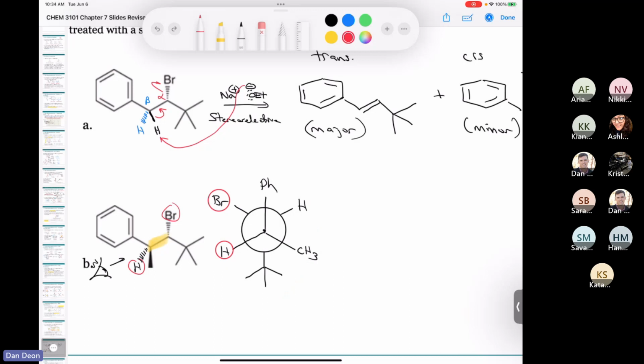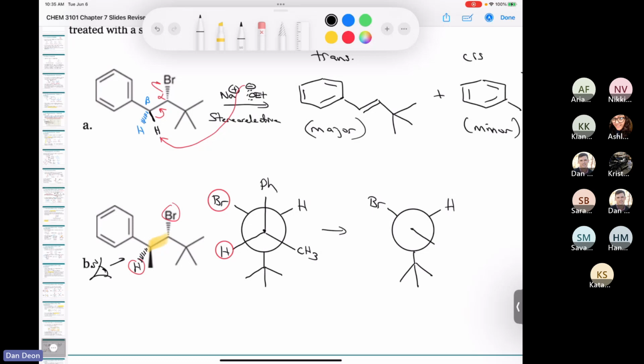Okay? So I'm going to rotate this 120 degrees, and I'm going to redraw. There's my carbon in back. There's my carbon in front. I didn't change anything in the back, so I'll put my bromine here, put my hydrogen here, and put my big old tert-butyl down there like that.